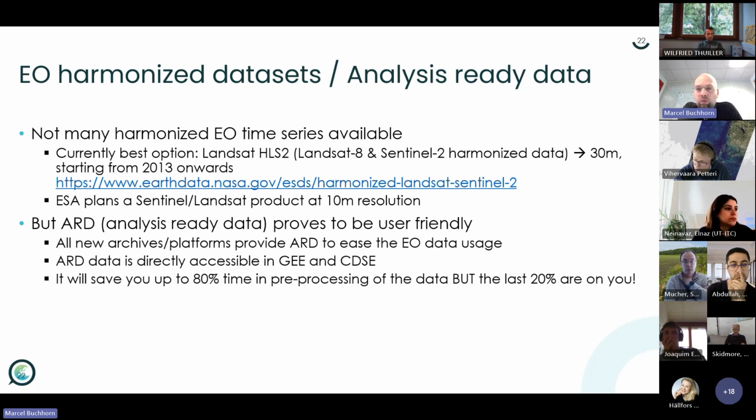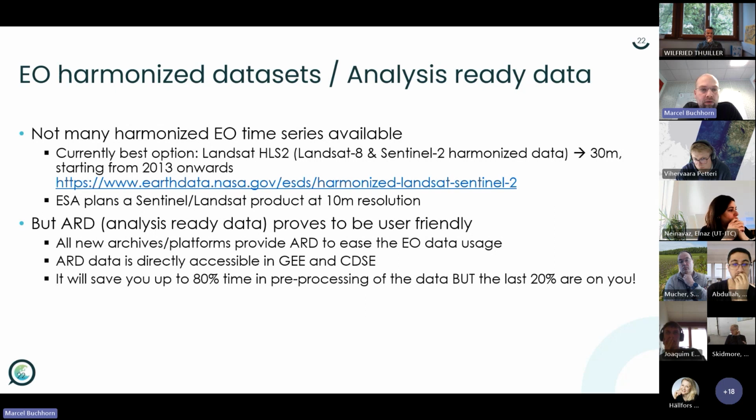So that is something which helps quite a lot in data processing, because nearly all new and partly reprocessed archives are available as ARD standard. That means all the data sets are pre-processed to a point that a researcher can directly use them. So you don't have to deal with atmospheric correction, geometric correction, harmonization, BRDF effects, and all these other things you would have to deal with when normally you get the data for free when you download it.